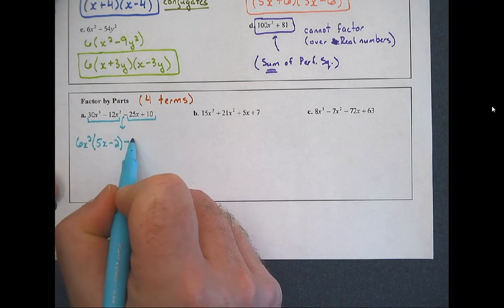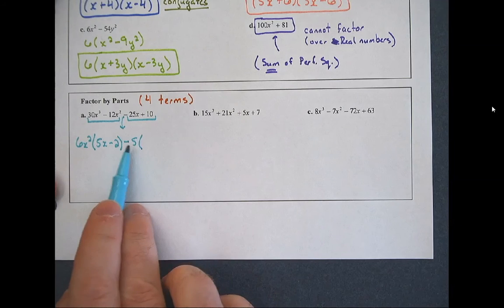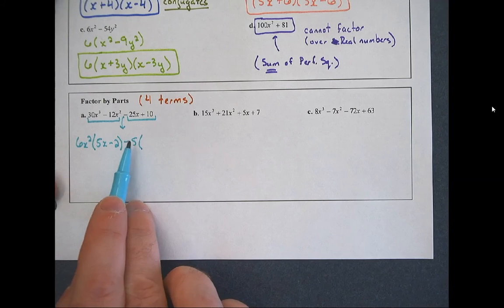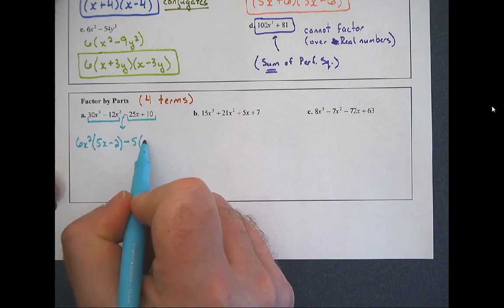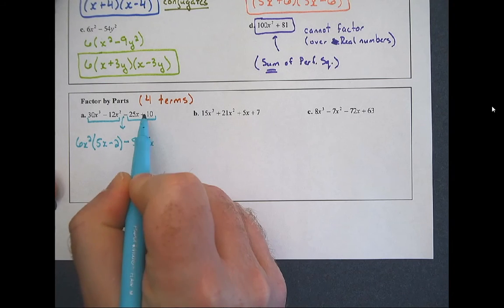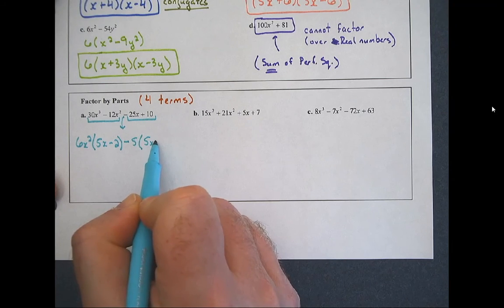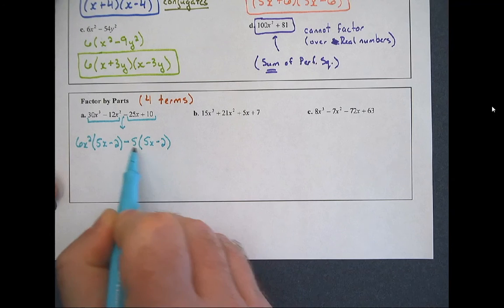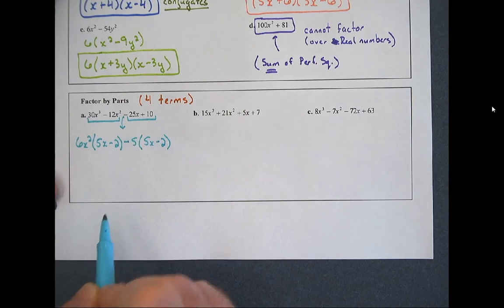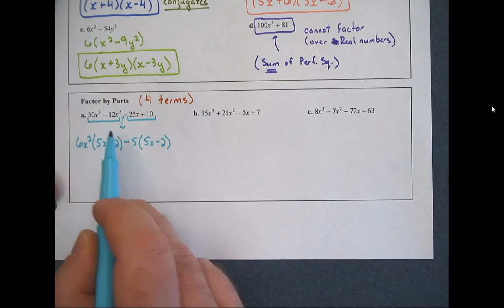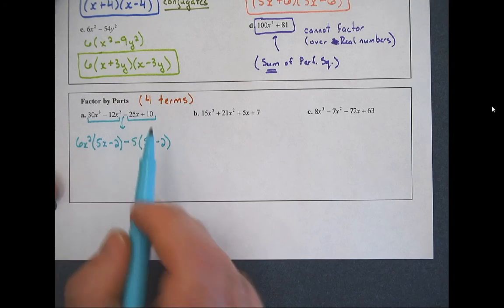They both have a 5. Now look, what are you really factoring out here? You're factoring out a negative 5. So that leaves behind a positive 5x, and this was a positive 10, so I need to have a negative 5 and a negative 2 to make back my positive 10. Look, distribute this again, and you should get exactly what you had before.